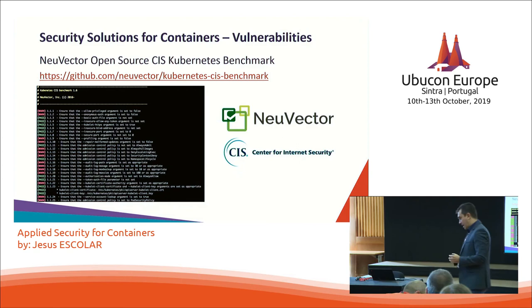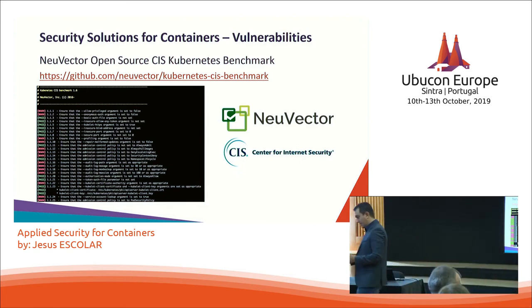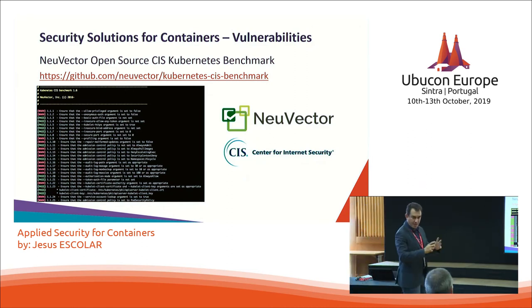NeuVector has an interesting vulnerability assessment for the actual Kubernetes nodes. So when we build our actual container ecosystem, we put one node. I'm going to limit this session to Docker and Kubernetes. Okay, I put Docker there, and I use Kubernetes to actually orchestrate both of them. I can put more nodes if I want to, but that's a natural way of doing it. Okay, easily for an example.